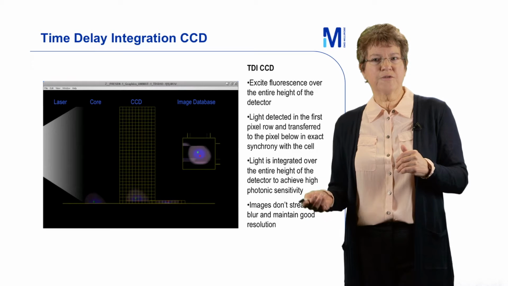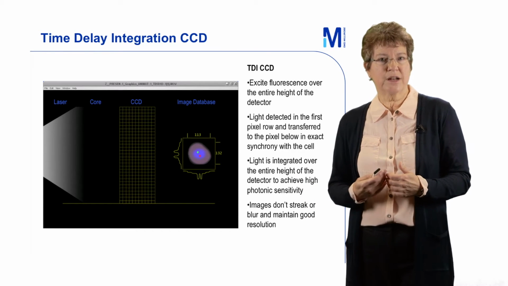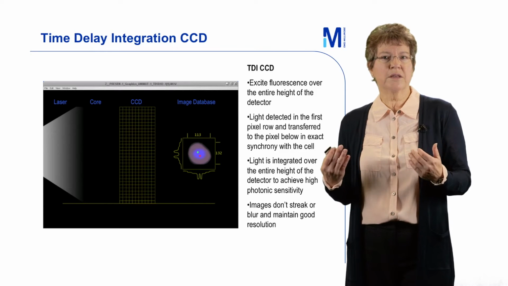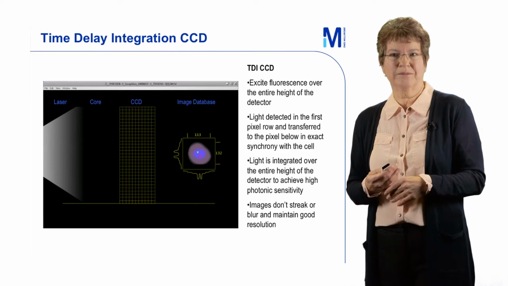The images, therefore, do not streak or blur, and we get very high photonic sensitivity. This is the proprietary Amnis technology.